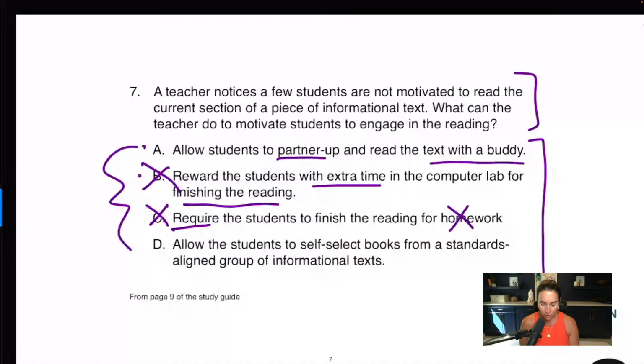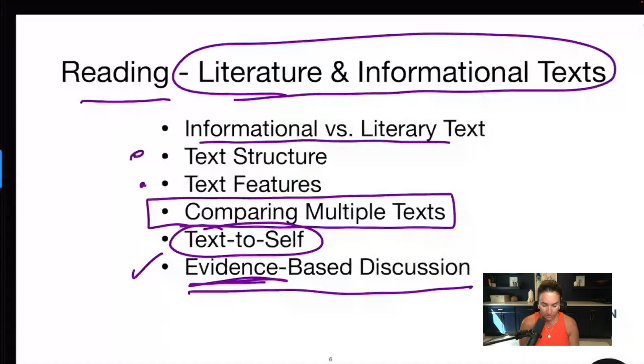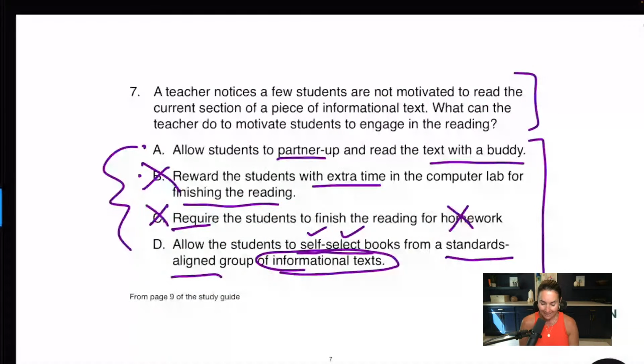D, allow the students to self-select books, like it, those are good words, from a standards-aligned group of informational texts. Notice how many good words are there. Self-select books. Self-selecting books helps with this text to self. Allow students to pick what they want to read. We want them to like to read. So self-selecting books is good. Standards aligned. Anytime you see standards alignment, academic standards, anything about standards in an answer choice, slow down. It's probably the right answer. And then we're talking about informational text here. D's got all the good words.